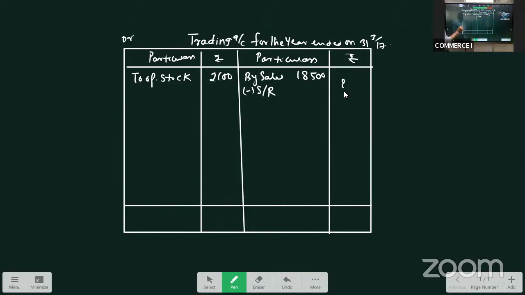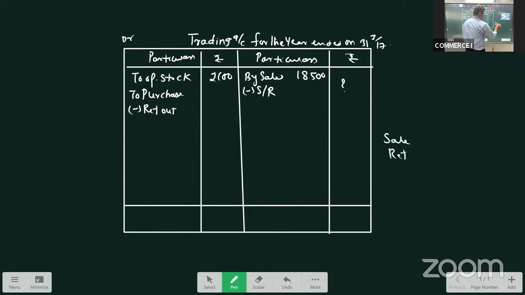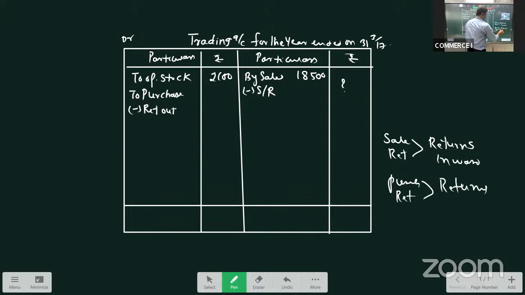Then we have return outwards. Return outward means purchase returns, those we will subtract from purchases amount. And return inwards means sales return. I told you yesterday, sales returns are also known by the name returns inward, and purchase returns are known by the name returns outward.